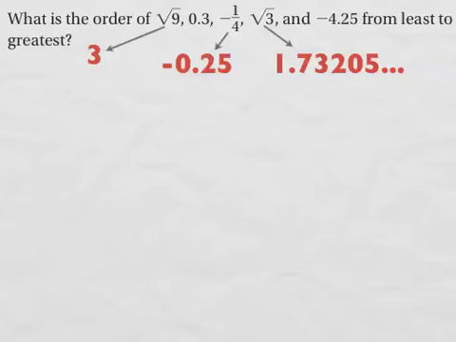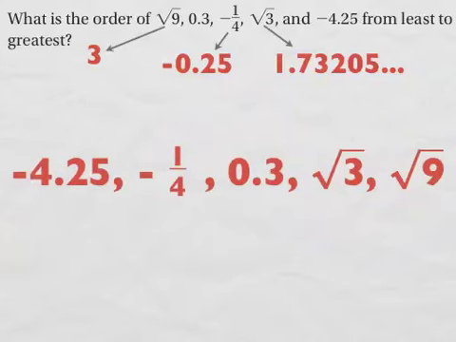Now I can order them from least to greatest. My largest negative number is -4.25, so it's going to be my smallest number. Then I would have -1/4. The next smallest number would be the positive 0.3. Then I would have the square root of 3, and finally the square root of 9. Again, notice that when I ordered them, I put them back in their original form.